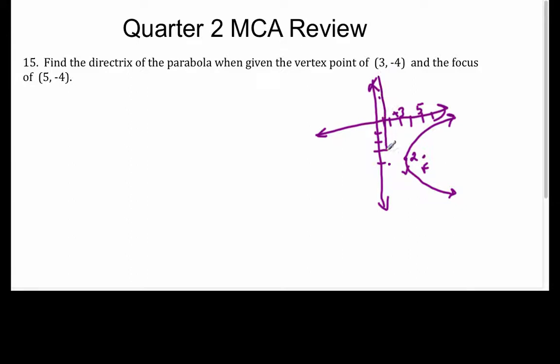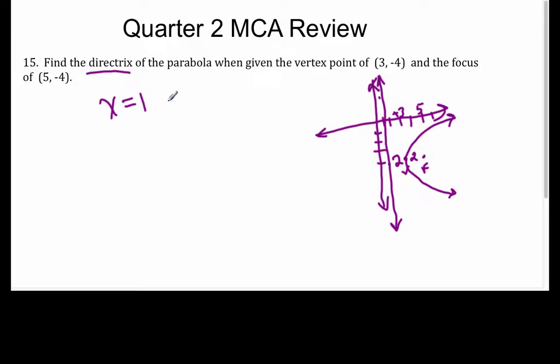Again, I'm trying to use this new tool, so it may not look beautiful, and I apologize. But if I'm 2 away in here, then I am 2 away right here. So 5 down to 3, down to 1. This is a vertical line, so vertical lines are x equals. So the directrix then is the equation x = 1.